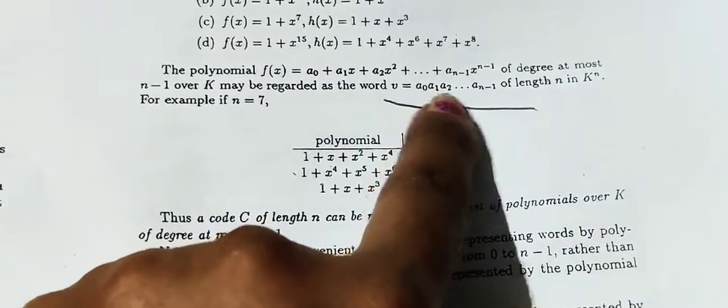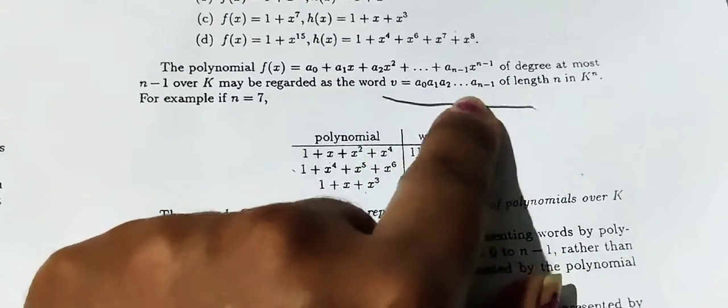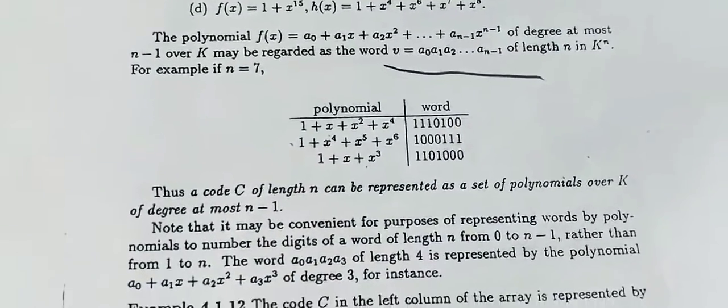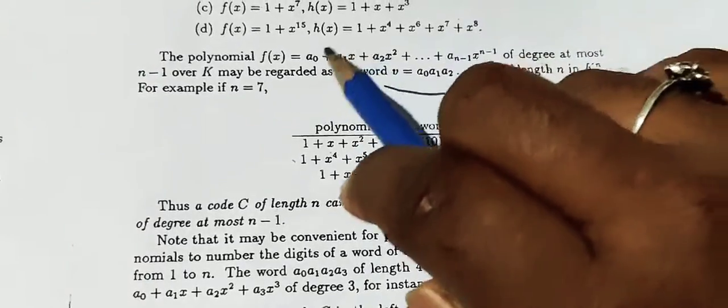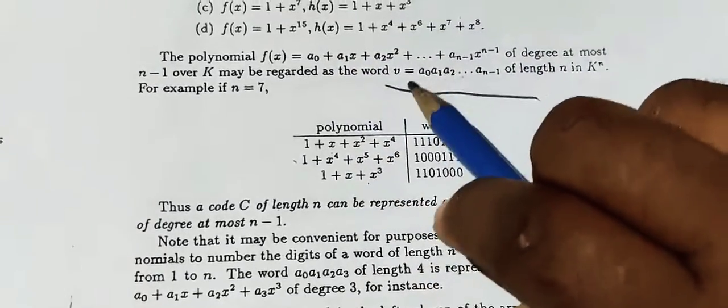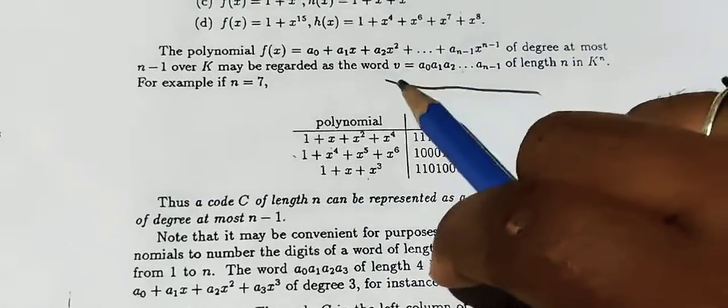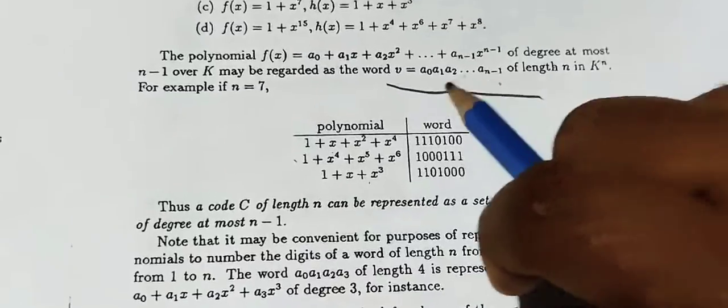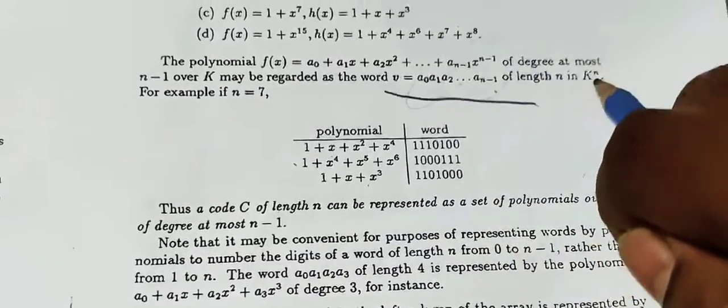The word is a naught, a1, a2, etc., a n minus 1. Its length is n. So a polynomial is converted into a word. Here these are the polynomial and its coefficients. We choose the coefficients as the word. So the word is a naught, a1, a2, etc., a n minus 1. Its length is n in k raised to n.